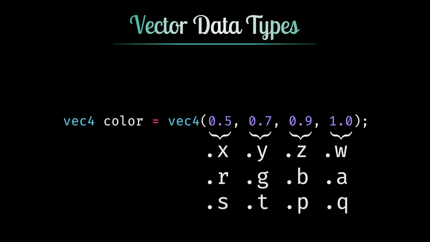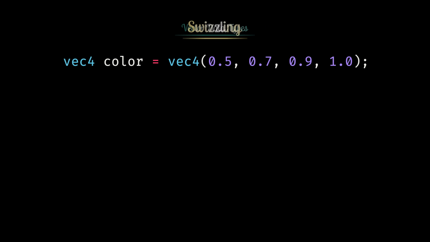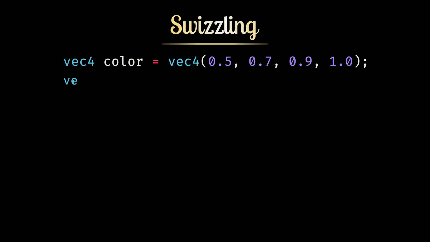Suppose we need to take any 2 colors out of this color variable. One way to do it is pretty straightforward, which is vec2 RB equals vec2(color.r, color.b). Shaders provide a shorter way to achieve the same task, and this is called swizzling. I can define a variable RB with a vec2 type and give it the value color.rb. Here, the order of the notation matters.